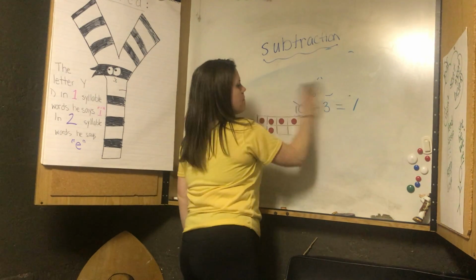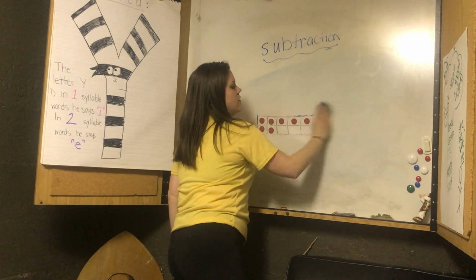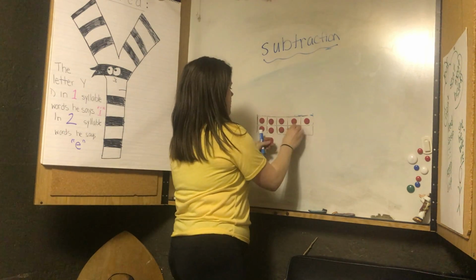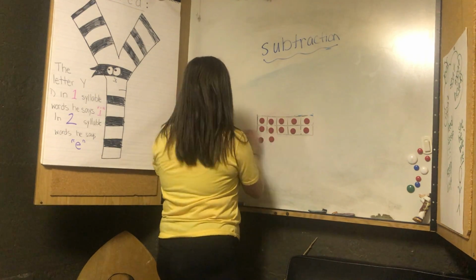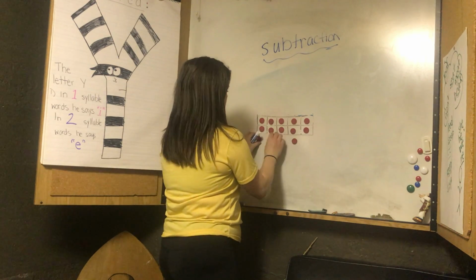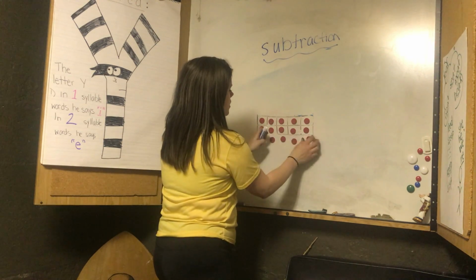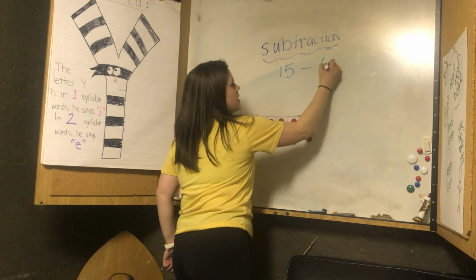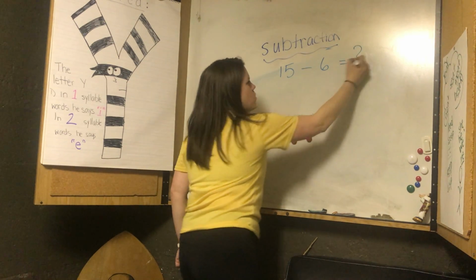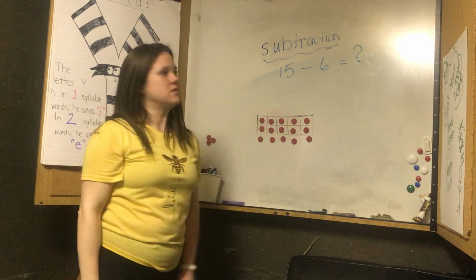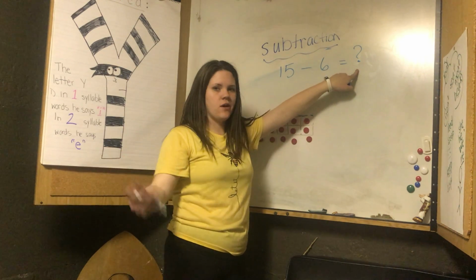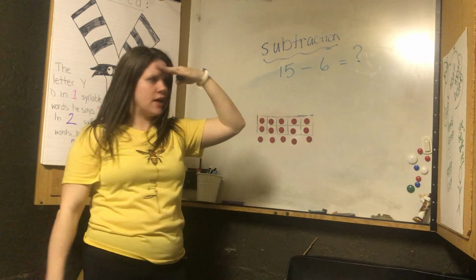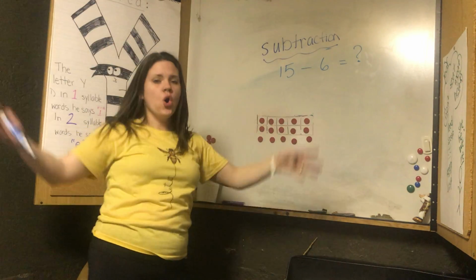Number 3 up at the top is 15 take away 6. There we go. 15 take away 6 equals what? Where am I going to start? Here? At the difference that I don't know? No. Here? No. I'm going to start at the beginning. I'm going to look at the whole.